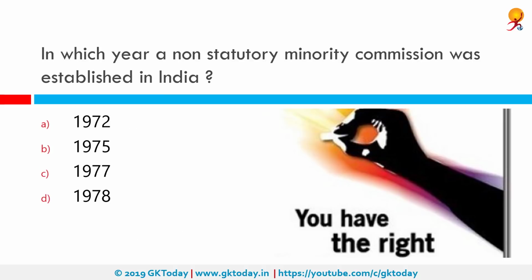In which year was a non-statutory minority commission established in India? A non-statutory minority commission was established in 1978. With the enactment of the National Commission for Minorities Act 1992, the Minorities Commission was transformed into a statutory body and renamed the National Commission for Minorities. The Commission derives its powers from the provisions of the National Commission for Minorities Act of 1992.